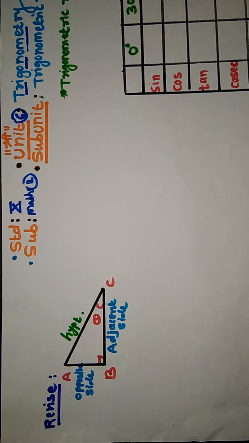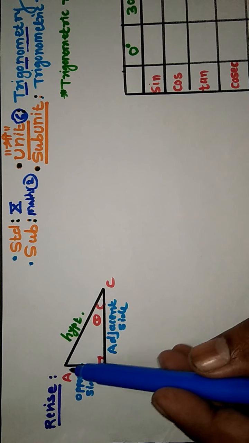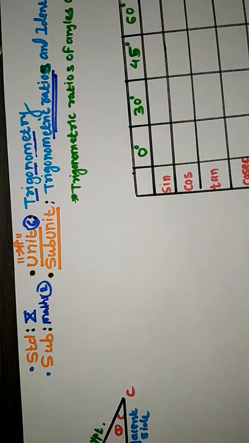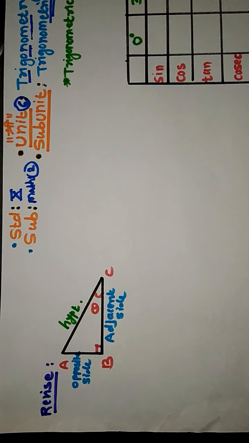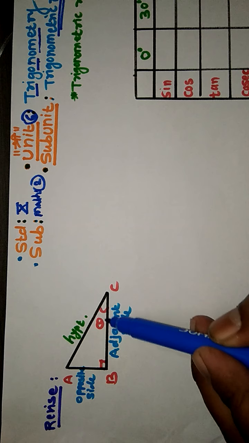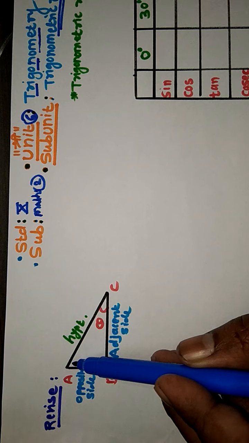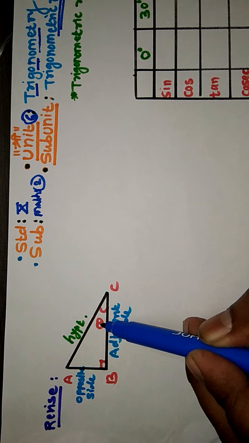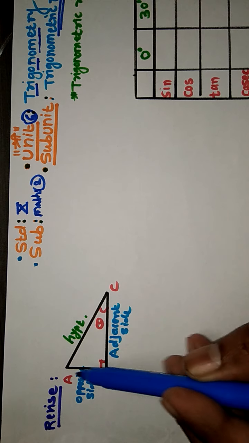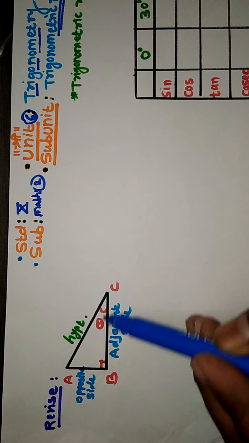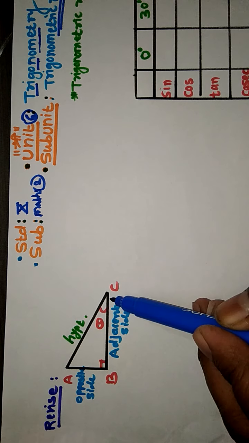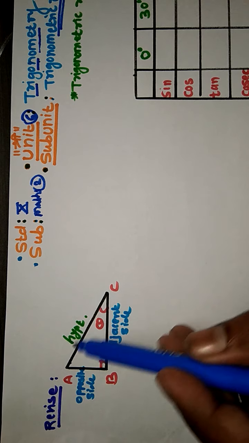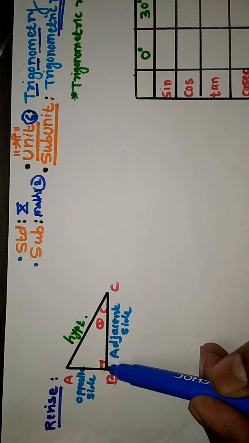Now see here, in right angle triangle ABC, first we revise the trigonometric ratios. There are 6 trigonometric ratios. In triangle ABC, angle C is an acute angle, also angle A is an acute angle. We mention angle C has measure theta. So AB is the opposite side of theta or angle C, and side BC is the adjacent side of angle C having measure theta. AC is the hypotenuse, the side opposite to the right angle.